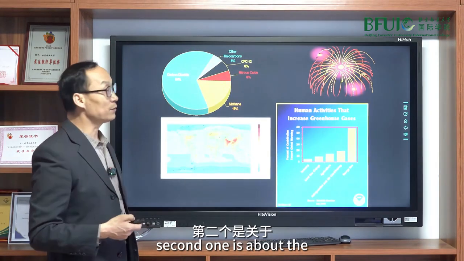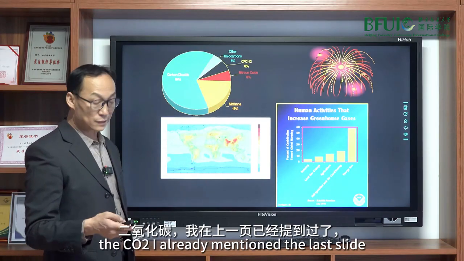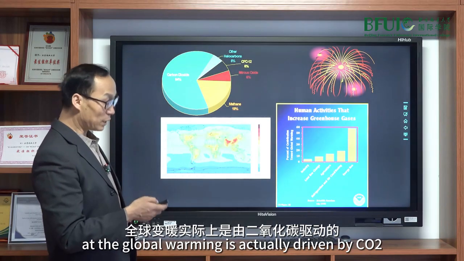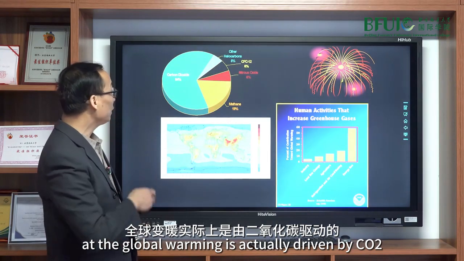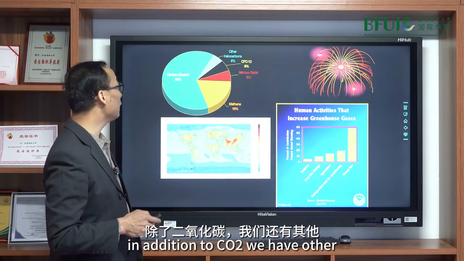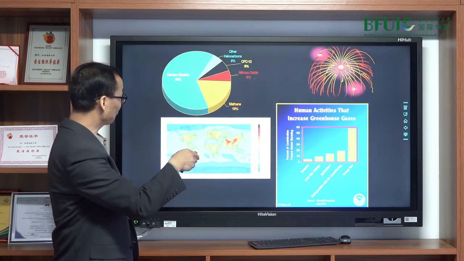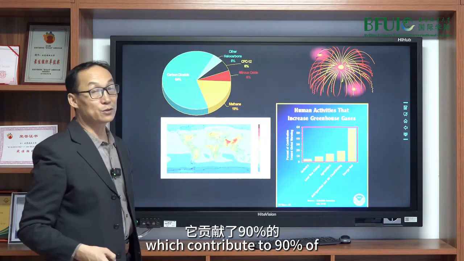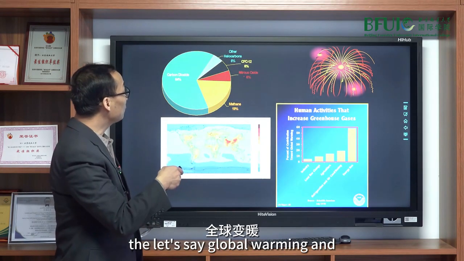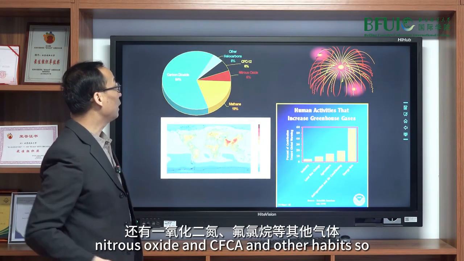Second one is about greenhouse gas, the CO2. I already mentioned in the last slides that global warming is actually driven by CO2. In addition to CO2, we have other greenhouse gases like methane, which contributes to 90% of the global warming, and nitrous oxide, CFCs, and others.